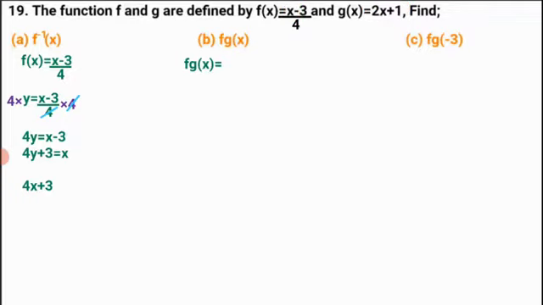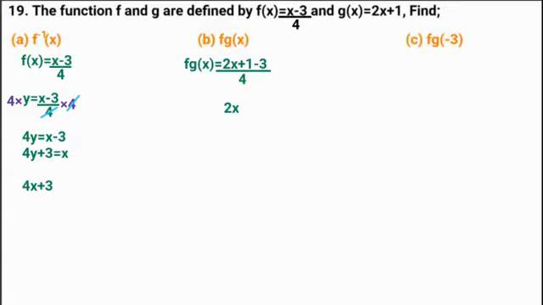So what we're going to do now is write 2x plus 1, then minus 3. Minus 3, the same negative 3 which is in the question. Okay, then we say over 4. Then the next thing we're going to do is write fg(x).